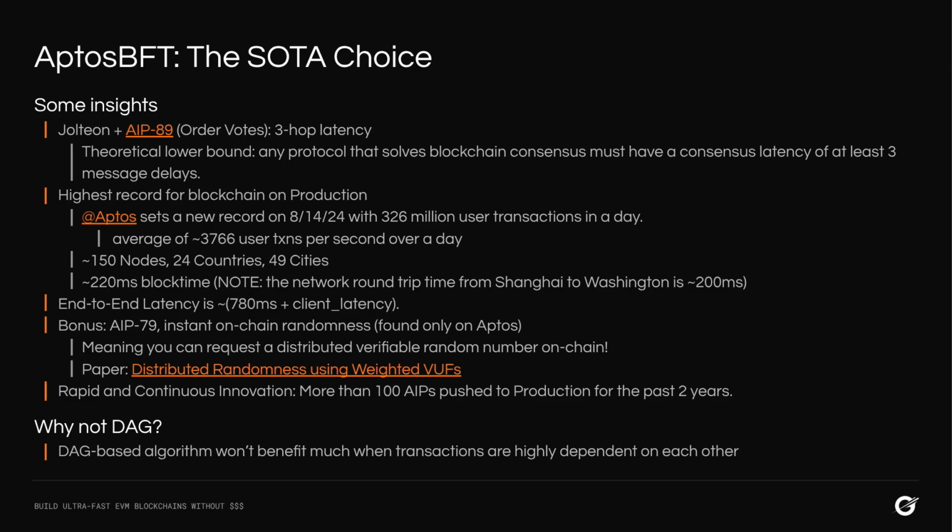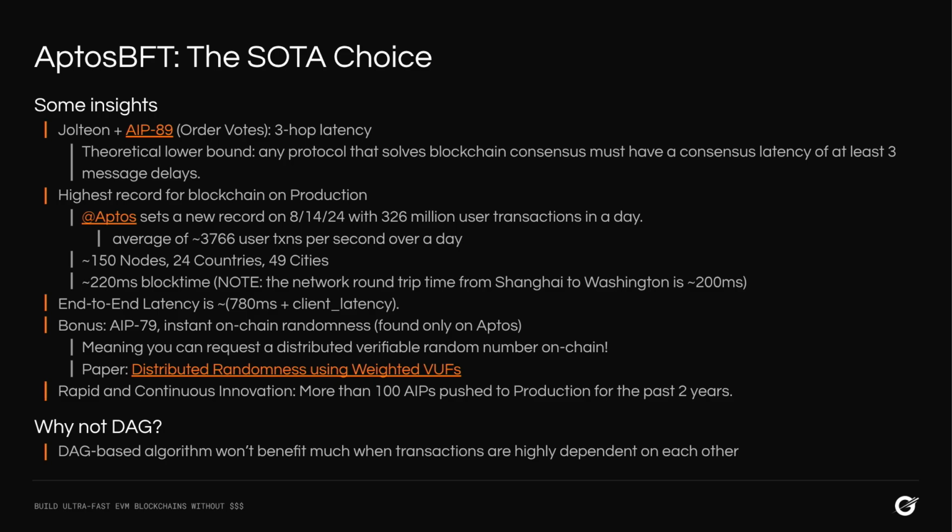And Aptos's implementation has the highest records in production. Last summer, they had 300 million user transactions in a day, which averages to 3,700 user transactions per second over the whole day. They have more than 150 nodes, and their block time, meaning the gap between generating 2 blocks, is around 220 milliseconds. In their latest research, the end-to-end latency is around 380 milliseconds plus the client latency, depending on where you are.